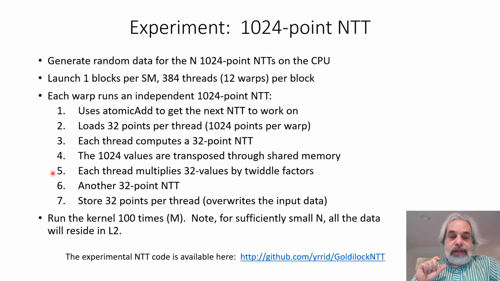Then the next thing is we multiply by the twiddle factors. Then we do another 32-point NTT, just like the previous slide. And finally, we store our values back. It's 32 points per thread. And we overwrite the input data. And what we're going to do is run this kernel 100 times. And I guess it's important to note that for sufficiently small n, all of this data will reside in L2 rather than going back to global memory. And this is all coded up. The experimental code is available on GitHub at the following URL.